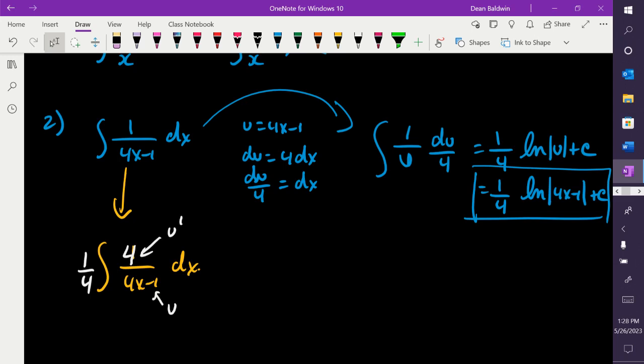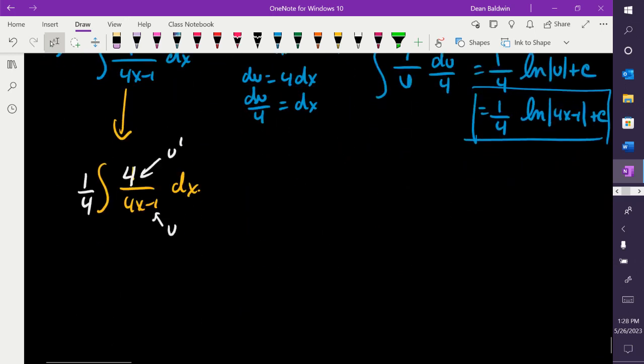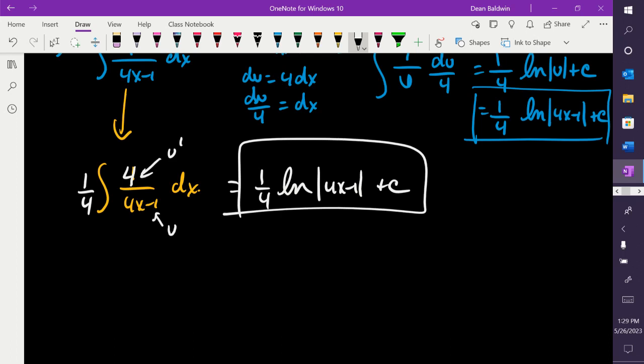Now we have u primed over u, right? Which is this formula right here. So it's just the natural log of whatever the denominator is. So it just becomes the natural log of 4x minus 1. The 1 quarter sits outside. Tack on a plus c and you're done.